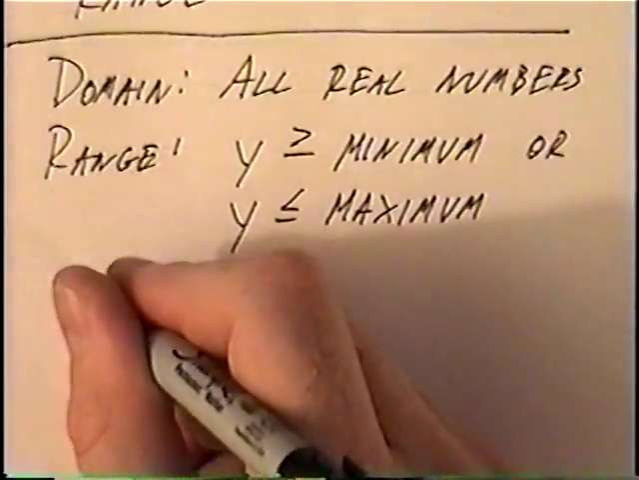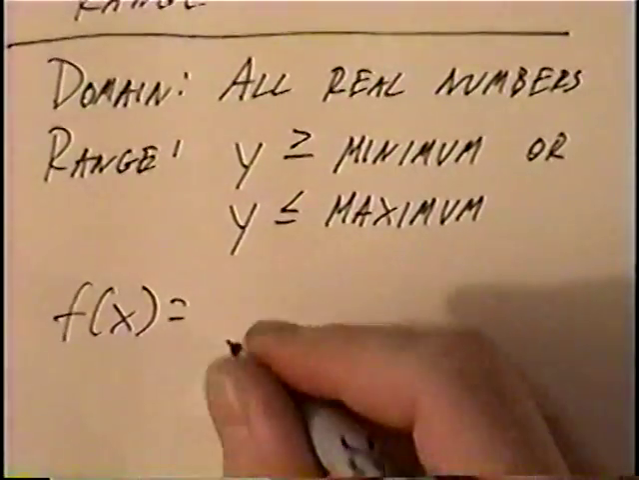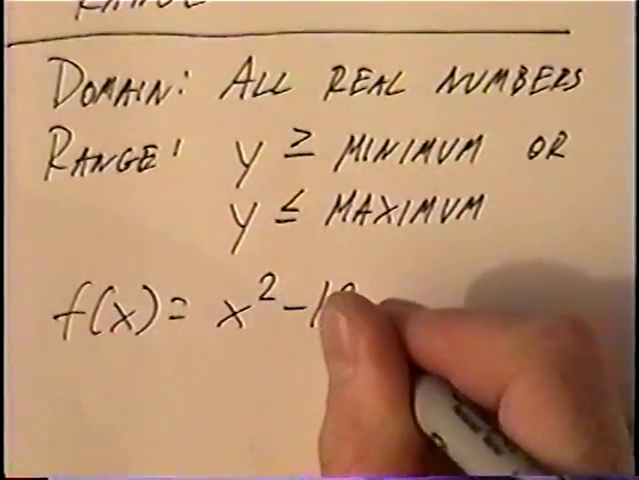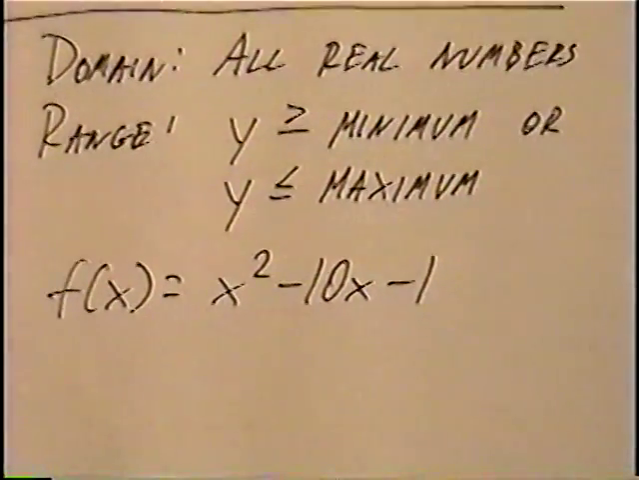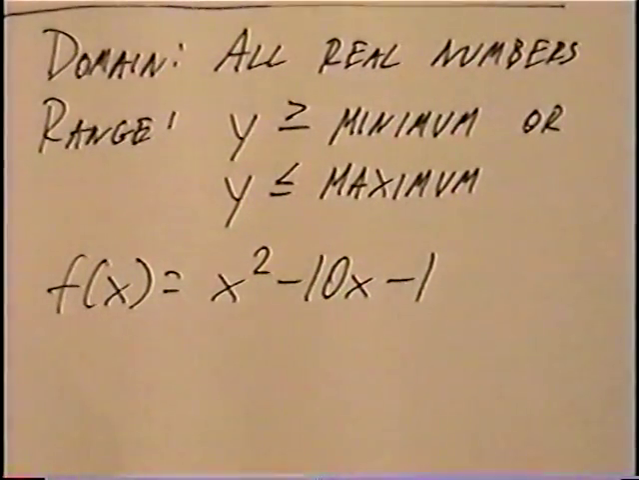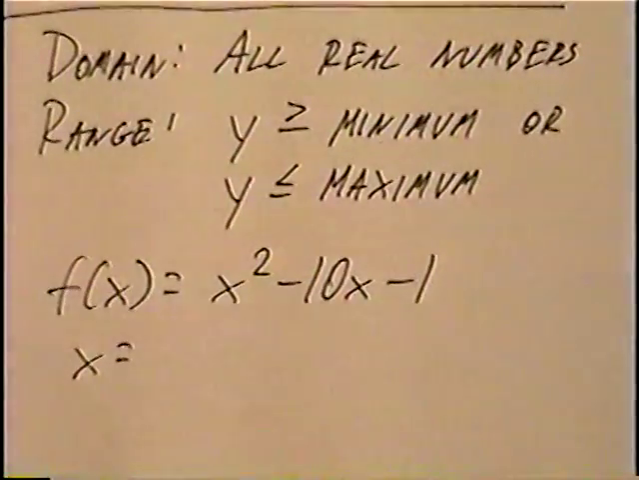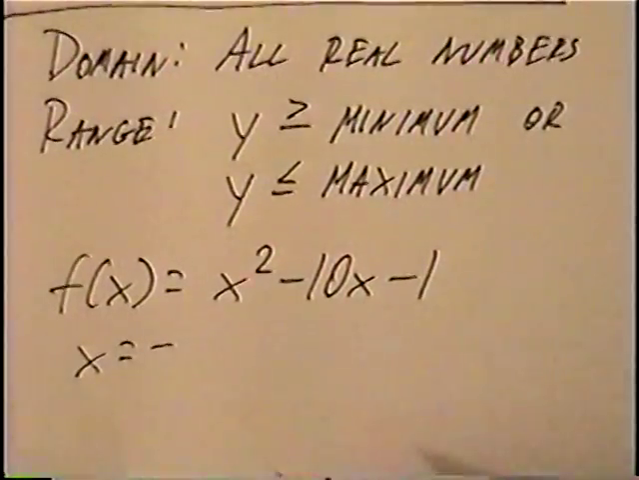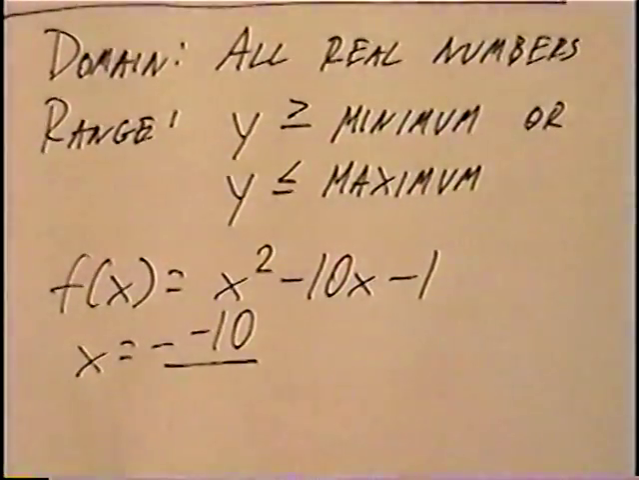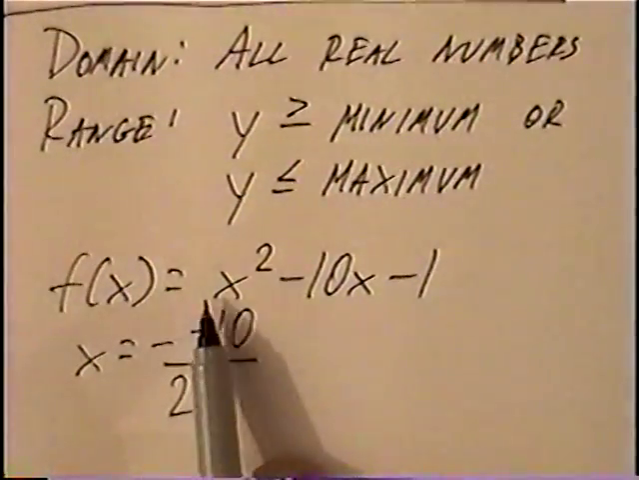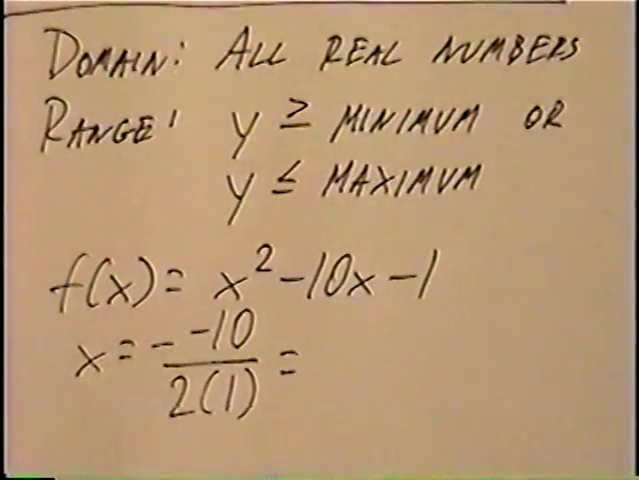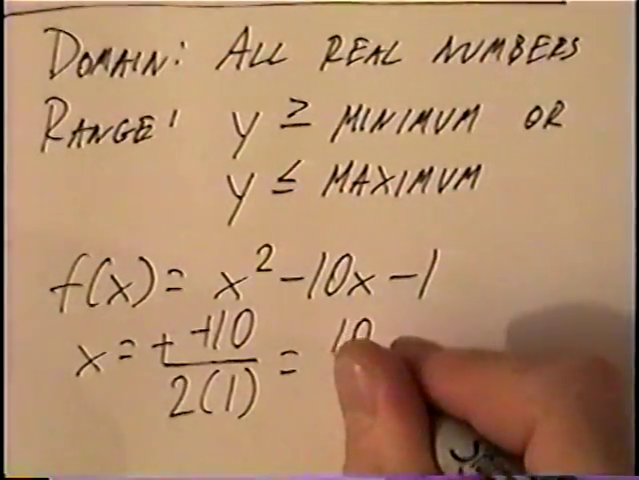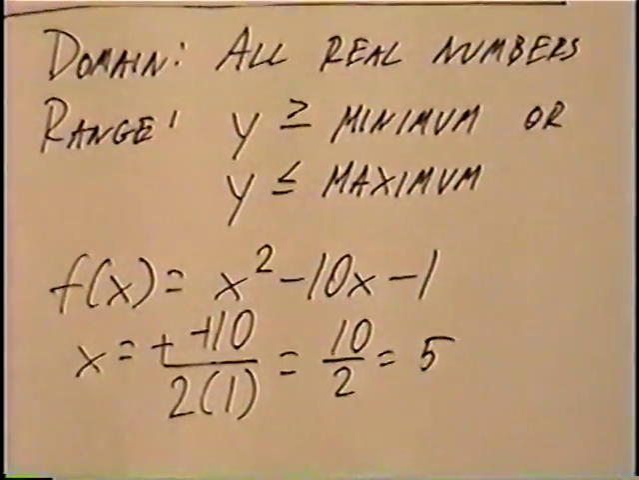First question and first equation: f of x equals x squared minus 10x minus 1. To find the domain and range, we want to first find the minimum or maximum value, which again is the vertex or y value of the vertex. Find the x coordinate of the vertex first. X equals negative b. B is a negative 10, so we'll have minus a minus 10 over 2 times the value of a, which is 1. Minus a minus 10 will be plus 10, divided by 2, which will be 5.